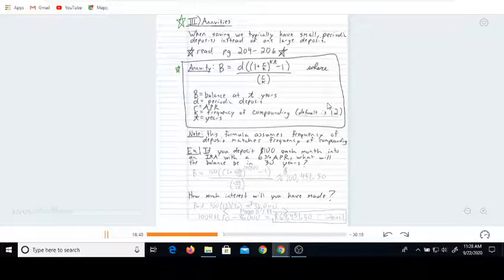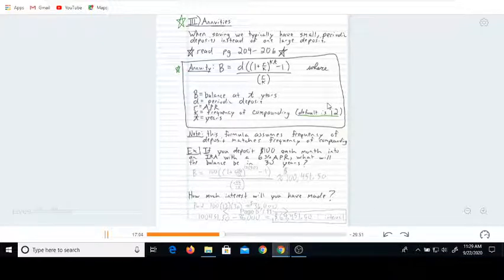Now, the annuity formula and every formula from this point forward is going to assume that the frequency of the deposits matches the frequency of the compounding. So because of that, the default is going to be 12, in other words, monthly. So suppose that you deposit $100 each month into an individual retirement account, or what we call an IRA, with a 6% APR. What will the balance be in 30 years?